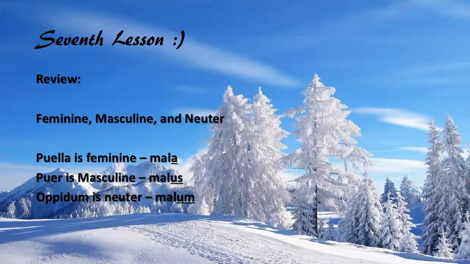This is just a quick recap of what we learned last time. We talked about the feminine, masculine, and neuter, and how, depending on whether the noun is feminine, masculine, or neuter, that determines how its adjective will go along with it. So, just remember, puella is feminine. It's like the first declension, but that doesn't matter here. It's just feminine, so it's going to take the ending of a: mala. Puer is masculine, so it takes the ending of us, so malus. Oppidum is neuter, so it takes the ending of um, so malum.